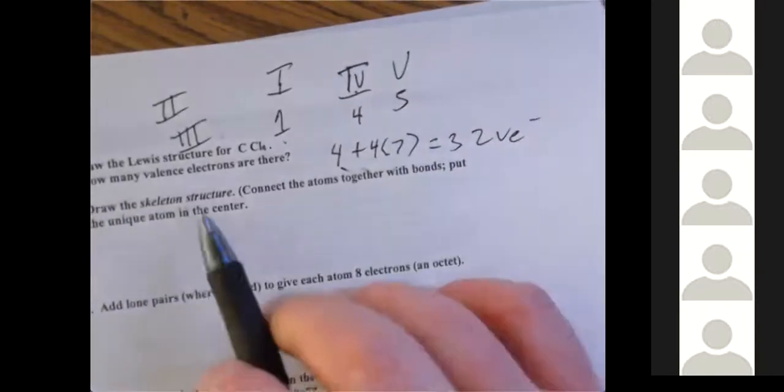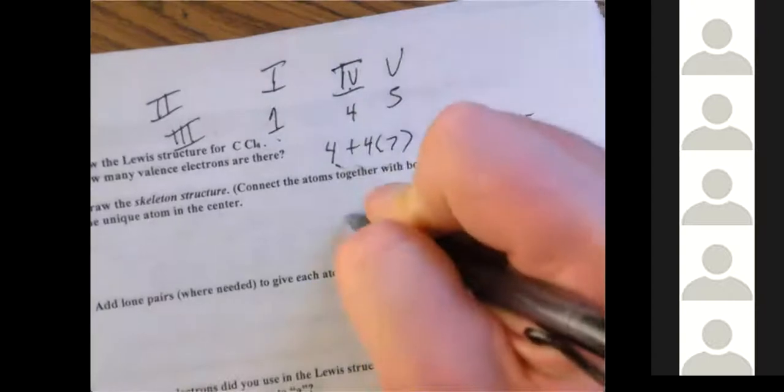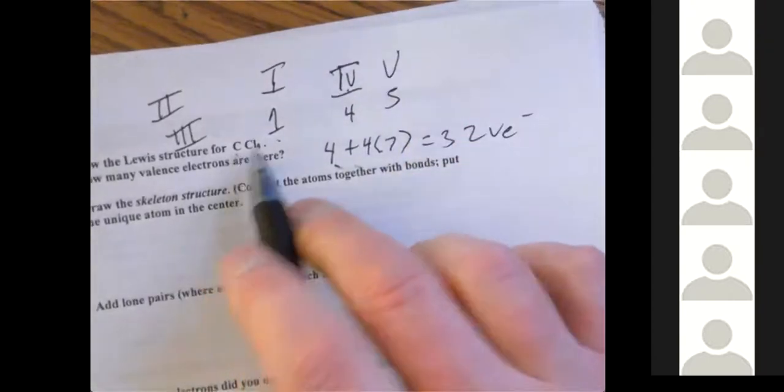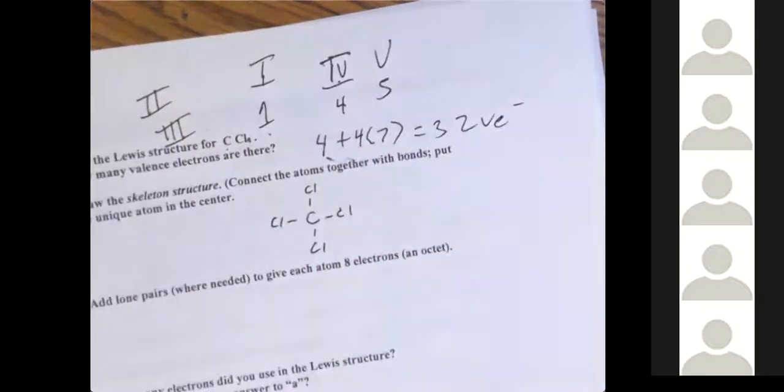So then it says, draw the skeleton structure. Well, out of C and Cl4, which one is unique? The unique one goes in the center. Yeah. The Cl4, there are 4 of them, right? So that's not very unique. Unique means that there's like a one of a kind. So carbon. Carbon's going in the center. Cl is going around it. That is the skeleton structure.